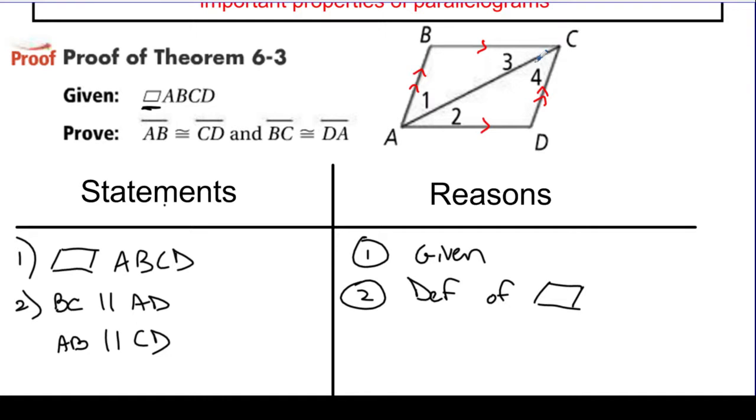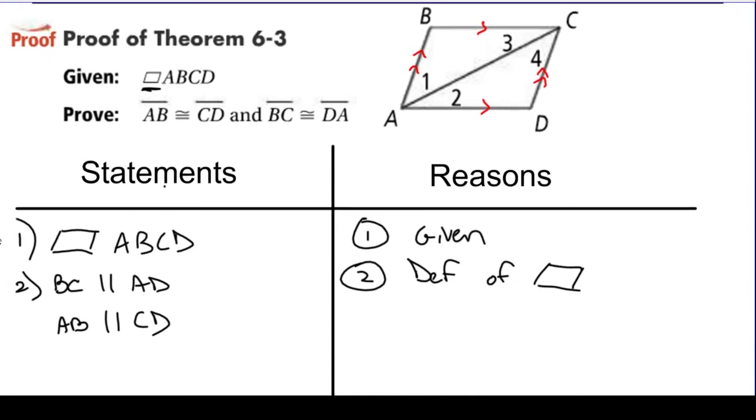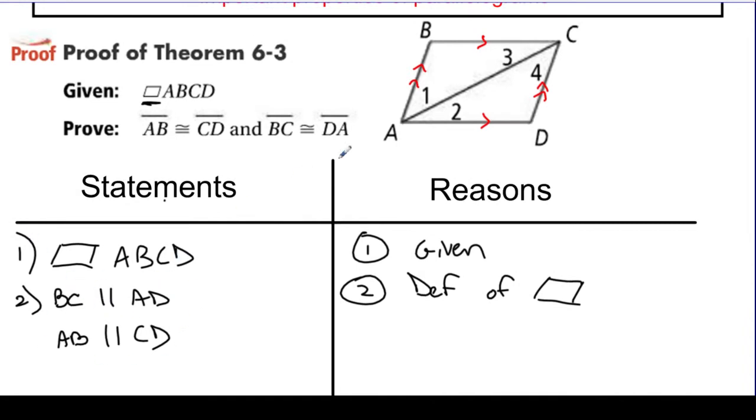We know how to prove, using shortcuts like side-side-side and angle-side-angle, that two triangles are congruent. And once I know those triangles are congruent, I can tell you a lot of information about the triangles, right? So what we're going to do is use the fact that these lines are parallel to show you that these two triangles are congruent to each other.